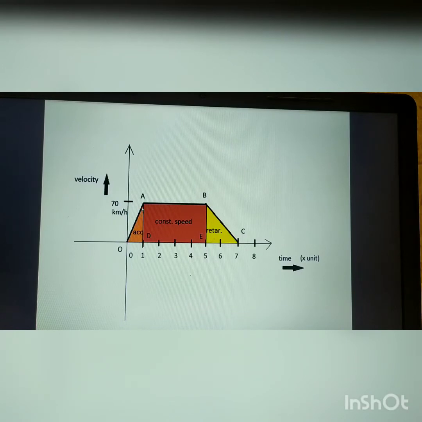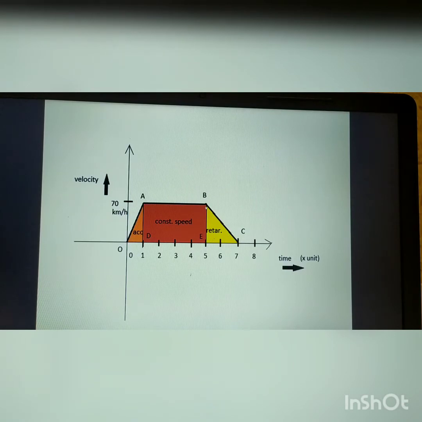Here the OA line is the acceleration, uniform acceleration it is mentioned. That's why there is a straight line, with a slope, because the slope of the velocity time graph is the acceleration. And after that there is a constant speed, and BC is the retardation part. So its slope is that kind of theta greater than 90 degrees because of that retardation.